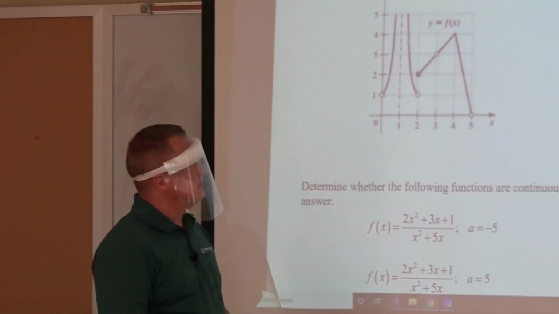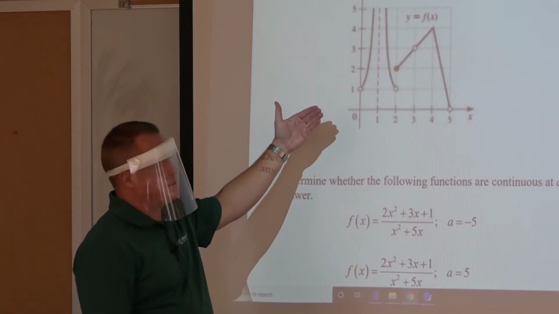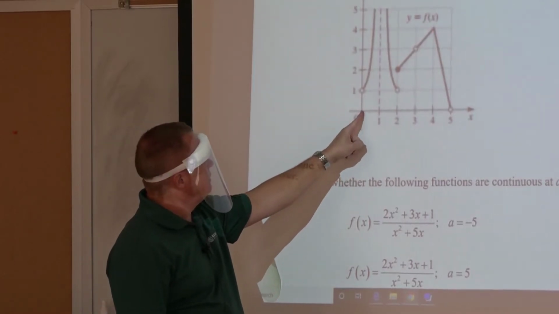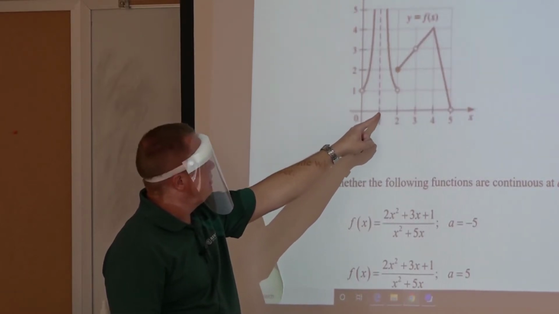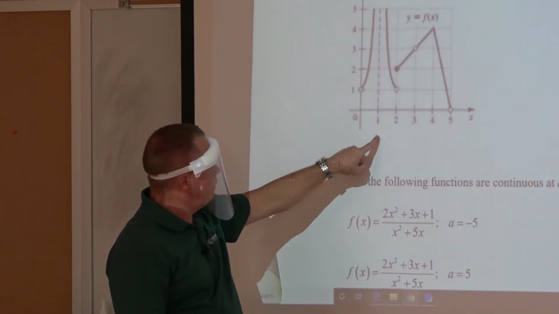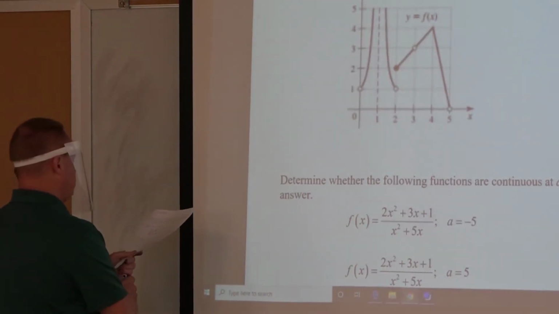Okay. So I'm just writing the intervals where it's continuous. All right, so notice here it would be continuous from 0 up to 1, right? But 1 is a vertical asymptote, so it would not include either one of those.